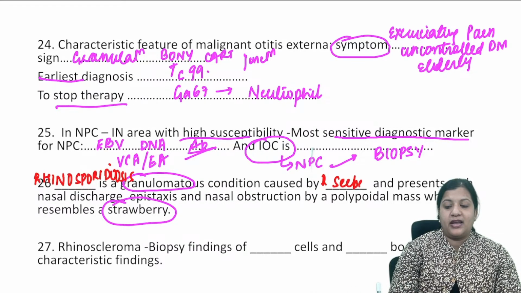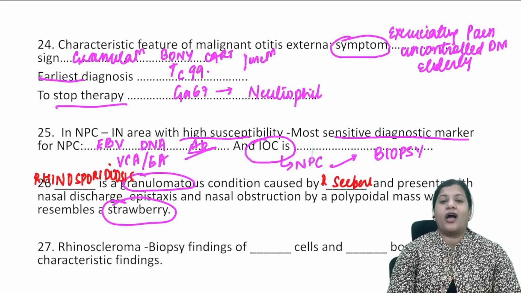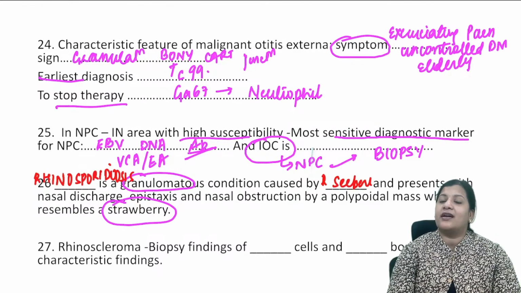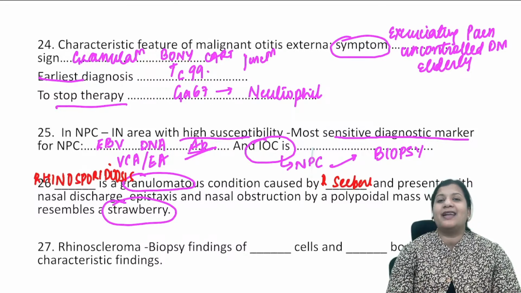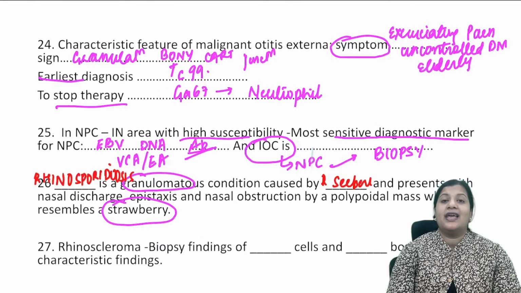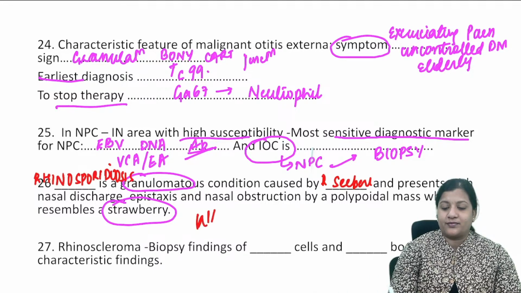Rhinosporidiosis is caused by Rhinosporidium seeberi. Is this airborne, waterborne, or foodborne? How does one get infected with this? Now everyone is going to Kumbh Mela. Somebody infected with Rhinosporidium seeberi happens to take a dip in that water body, and thousands of people take a dip in that same water. Is there a possibility that they can have rhinosporidiosis? Yes, so it's via water.